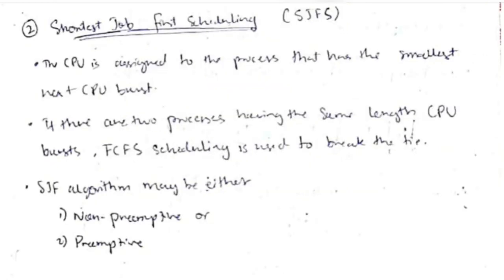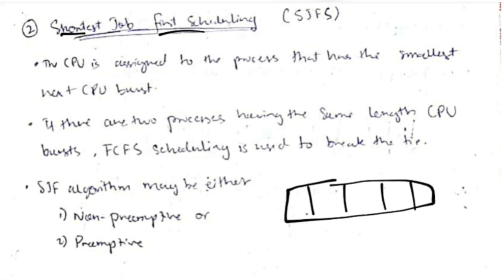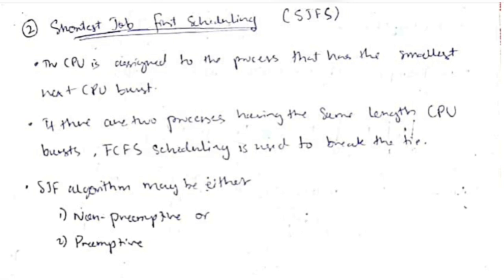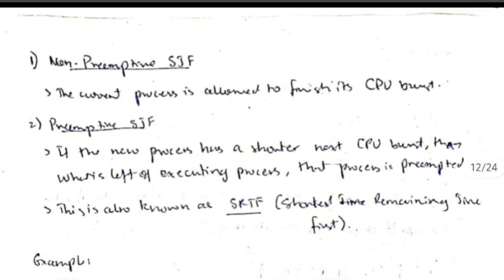The second one is shortest job first scheduling. That means if there are multiple tasks taking different amounts of time, the task which is taking the least amount of time will be executed first, then the second least amount of time. Like that we are executing all the tasks. In this algorithm there are two types. The first one is non-preemptive and the second one is preemptive. Let's see what's the difference between both.